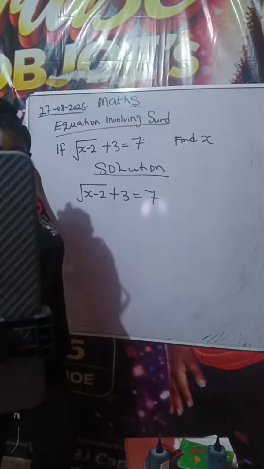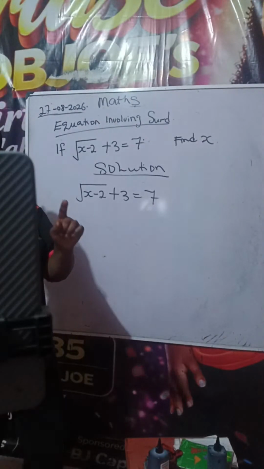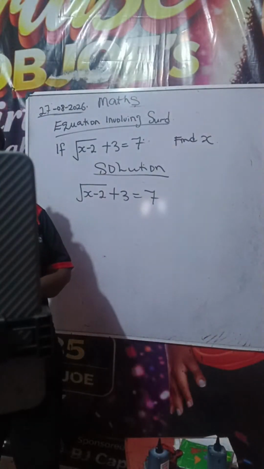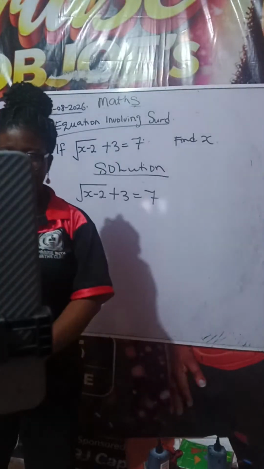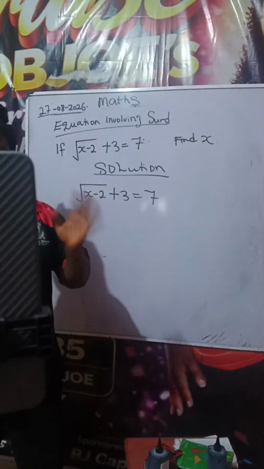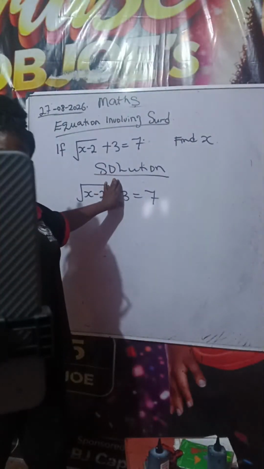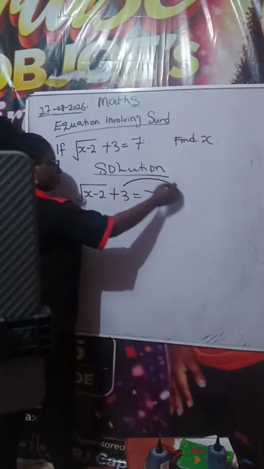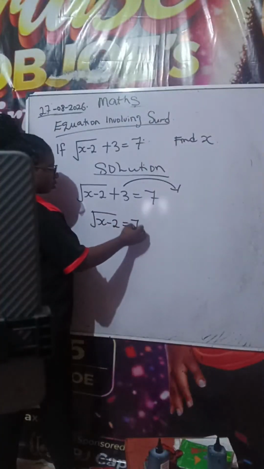Now, what are we going to do? Anybody? What is the first step for you to solve this equation? Okay. Now, first, all we need to do is move the one that is not inside the root. So this 3 will move to the right side. I'm taking this 3 to the right, and that will be root x minus 2 equals 7.